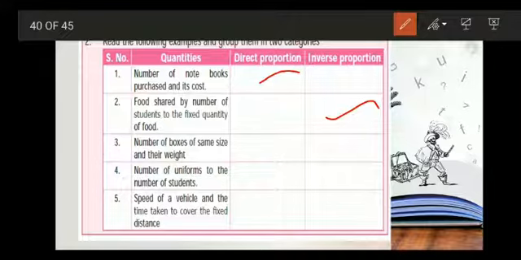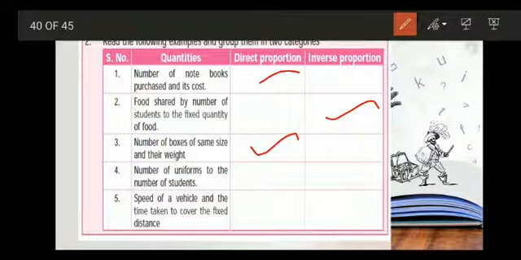So when we have many boxes, the quantities compared here are the number of boxes and the weight of those boxes. Okay, all the boxes are of the same size. When the number of boxes increases, what happens to their weight? Since all are of the same size, when you increase the number of boxes, the weight will also increase. So here the third one is in direct proportion.